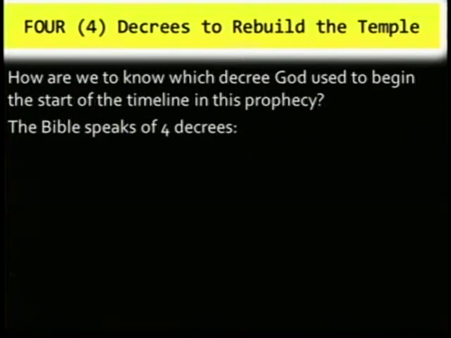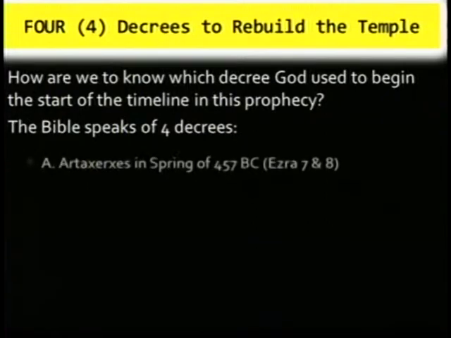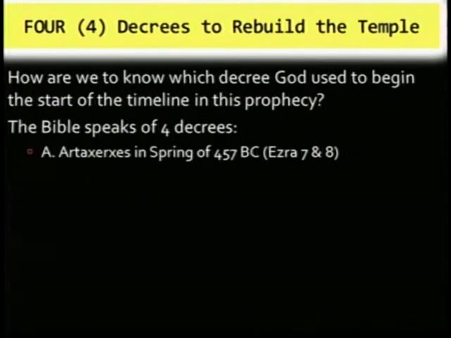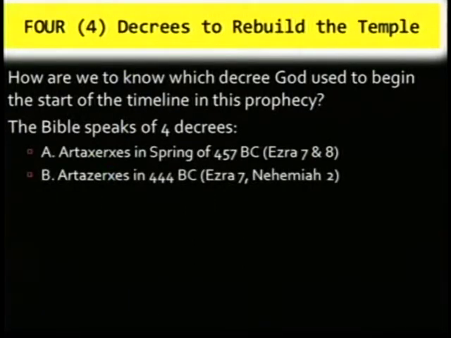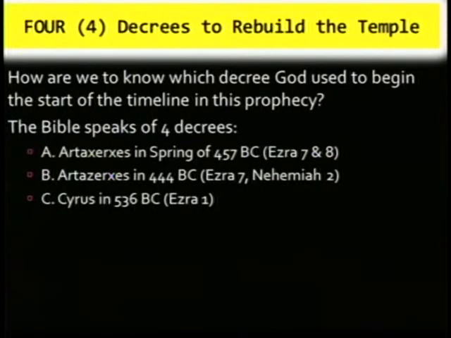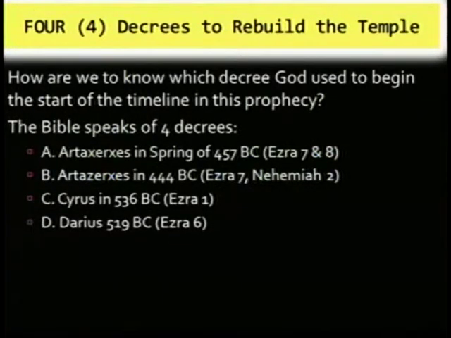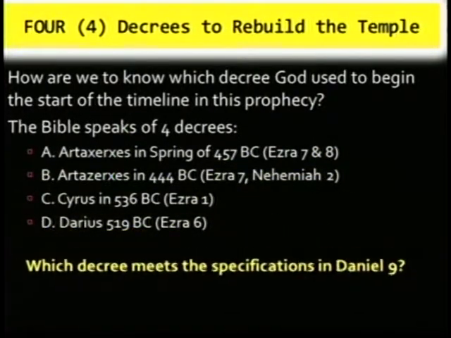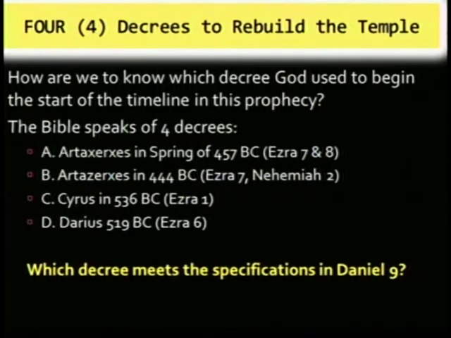The Bible speaks of 4 decrees. Artaxerxes gave one in the spring of 457 BC. He gave another one in 444 BC. Cyrus gave one in 536 BC. And Darius gave one in 519 BC. Which decree meets the specifications in Daniel 9?